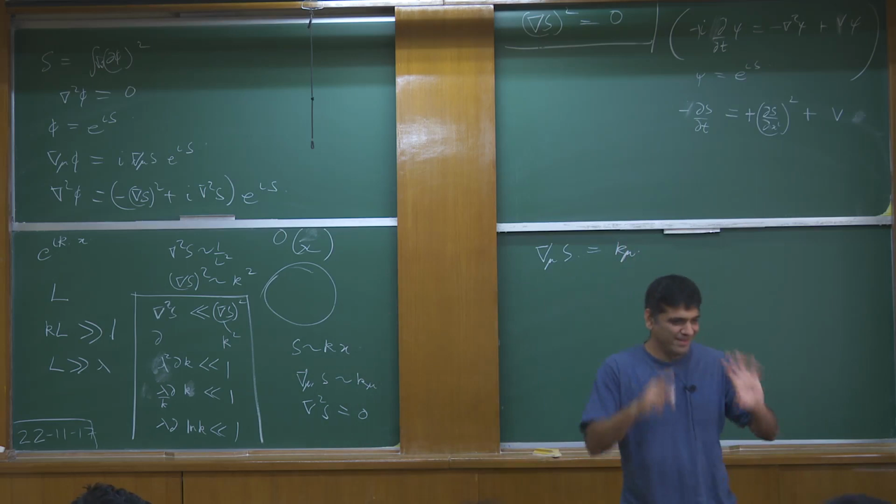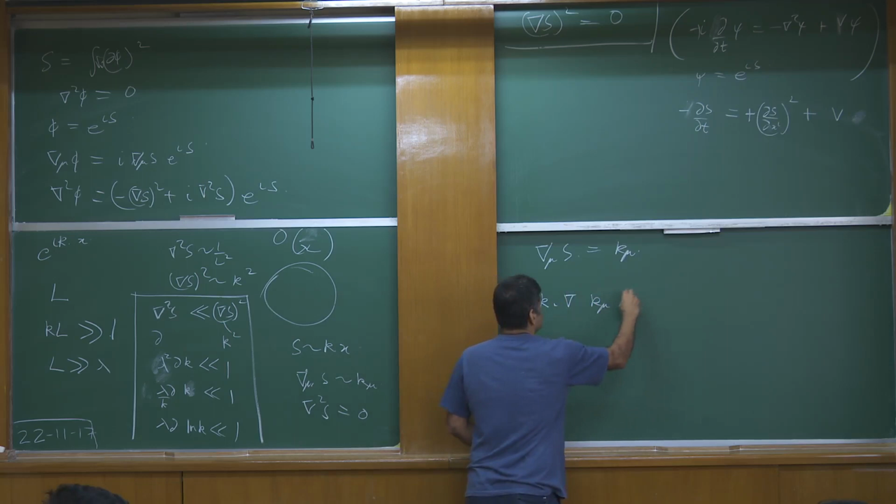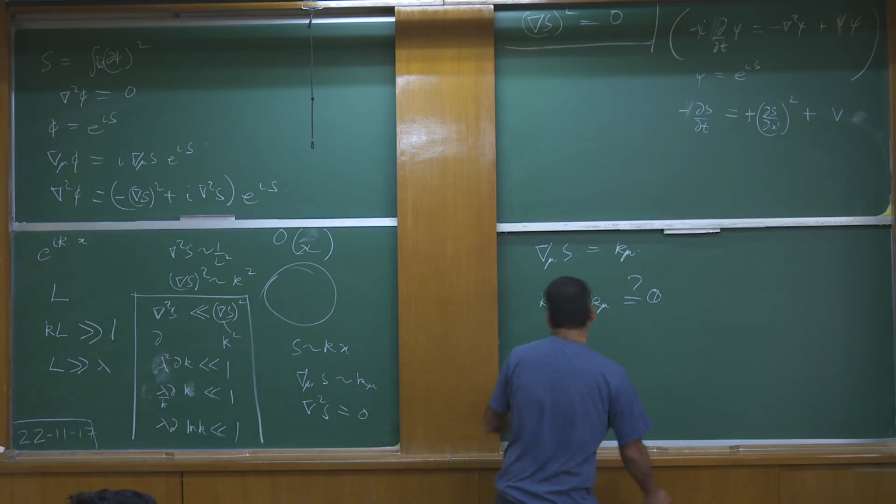Okay? I want to know, is it true that k dot del of k mu is equal to 0? Is this true? If it were true, then it would mean that the generators of this null manifold obey the massless geodesic equation. Is this clear? Okay, now this is true, and it's very easy to see why.